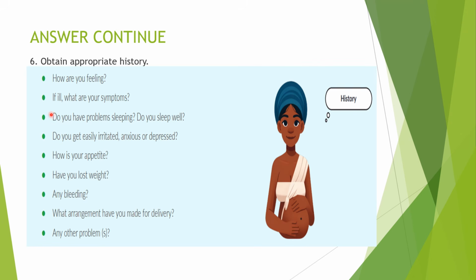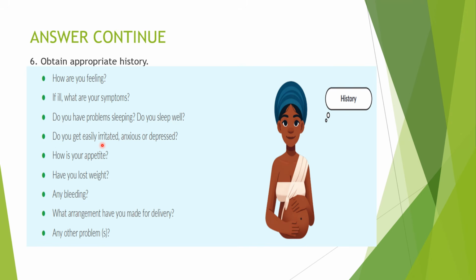How are you feeling? What are your symptoms? And of course, she's feeling ill because she's having bleeding. So when you ask how she is feeling, she'll tell you she's not well, she's feeling ill. Symptoms are bleeding per vagina and abdominal pain. Is there any problem sleeping? Of course, she won't be able to sleep. Do you sleep well? Not at all.